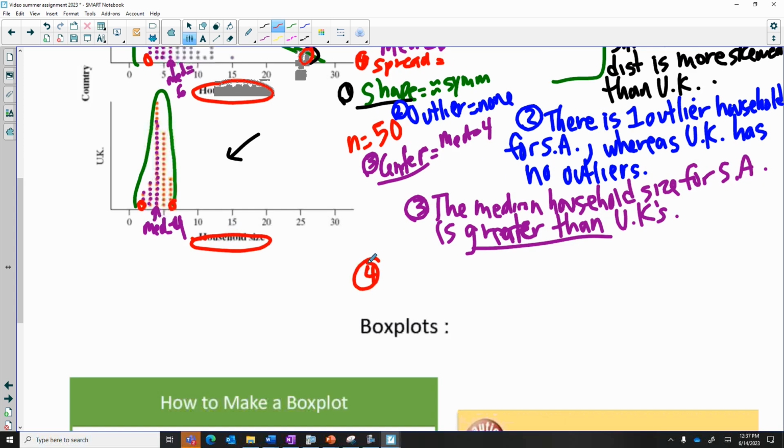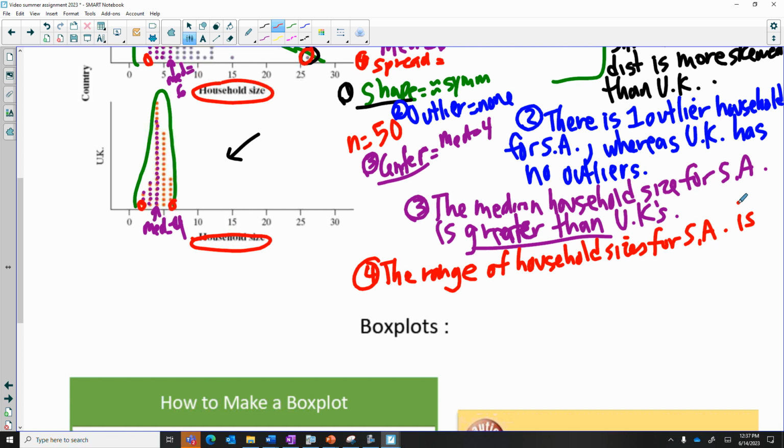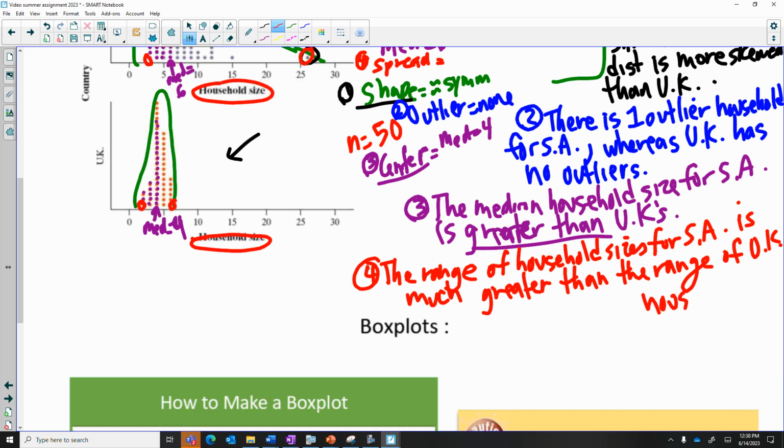The range, or variation, or even standard deviation of household sizes for South Africa is much greater than the range of UK household sizes. And remember, you could actually find the range, but you don't have to. You just want to make a comparative sentence. So that's kind of nice about the comparative ones. You can be a little bit more general. All right, so that's that.